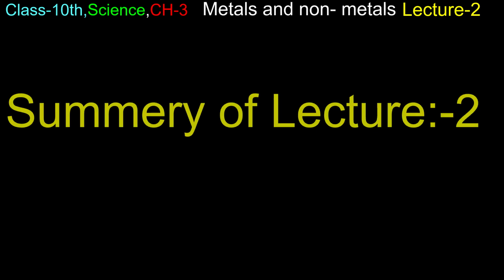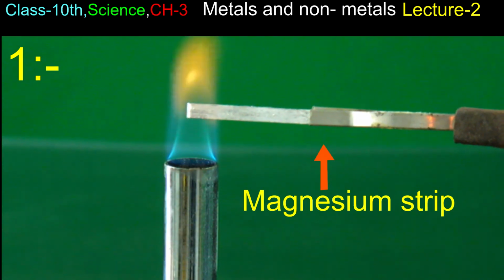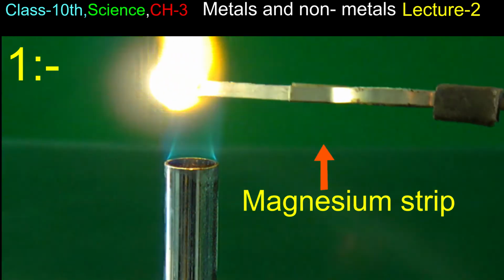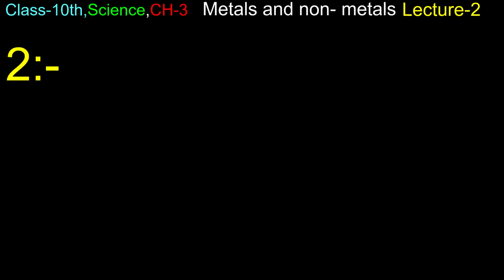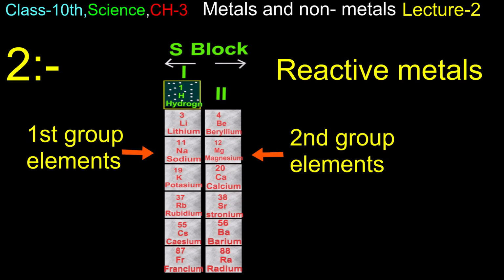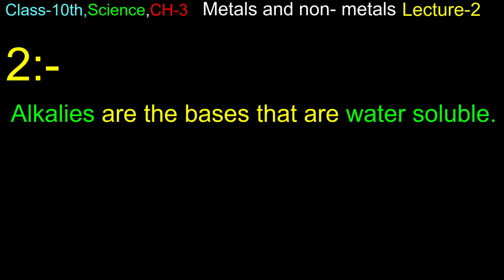In the end, I tell you in brief what I taught you in this lecture. Number 1, we discussed that reactive metals burn in air to form oxides, and these are basic in nature. Number 2, reactive metal oxides like first and second group metal oxides on dissolving in water form alkalis. Alkalis are the bases that are water soluble.